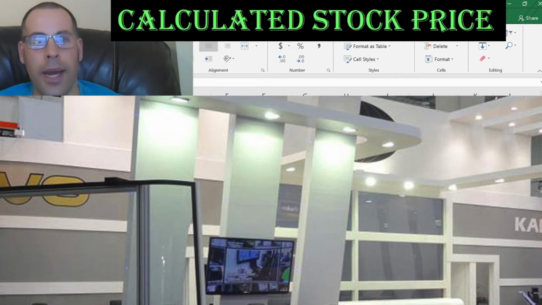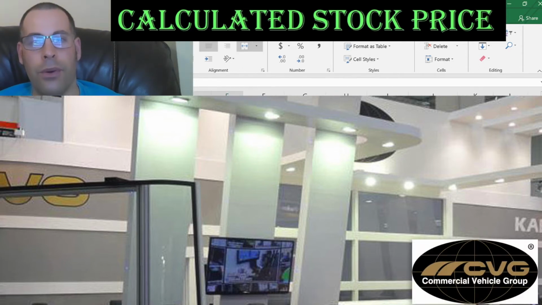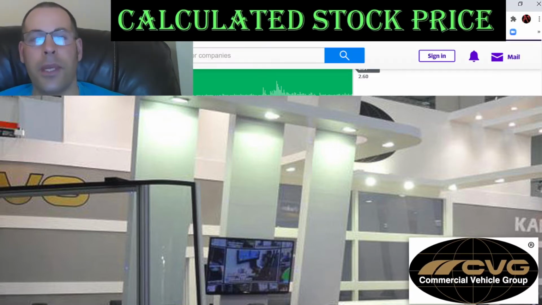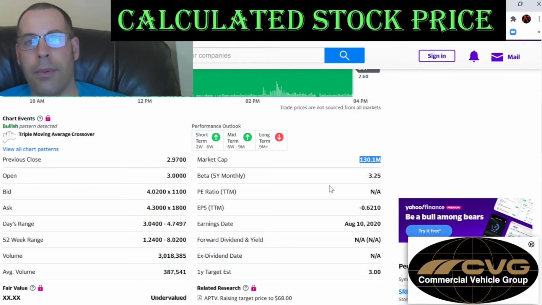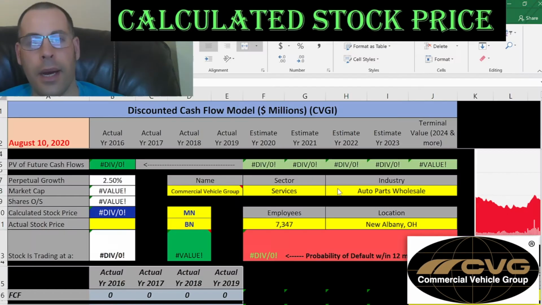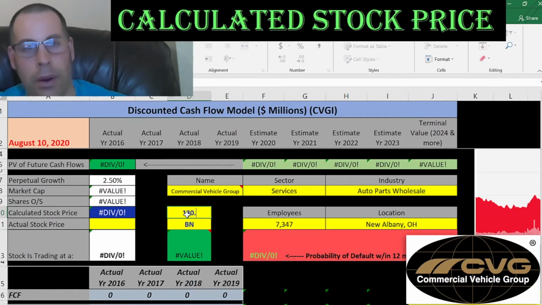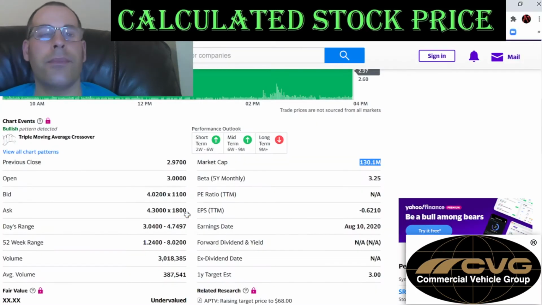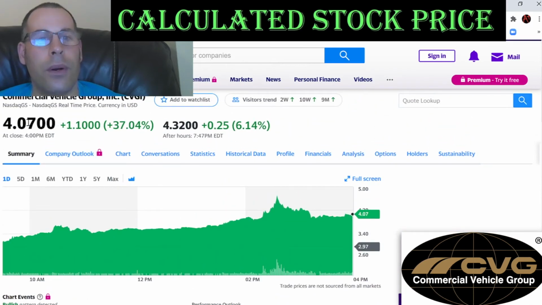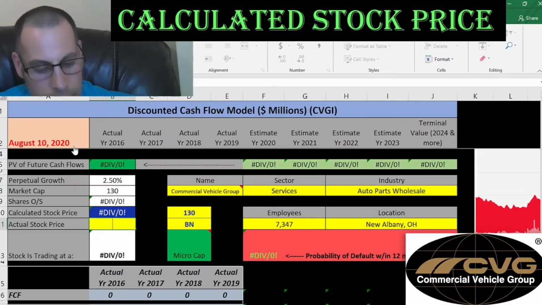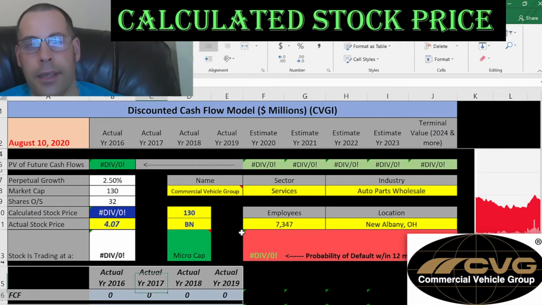The company we're going to look at is Commercial Vehicle Group, and this company is a manufacturer of automobile and commercial machinery parts. Let's get started with the model. This company has a market cap of $130.1 million. So it's a micro cap company since its market cap is below 300 million. And they're trading at 4.07. You can see the stock went up 37% today. That's why I'm doing this video. So it's a penny stock.